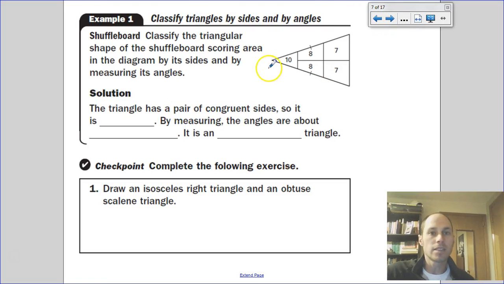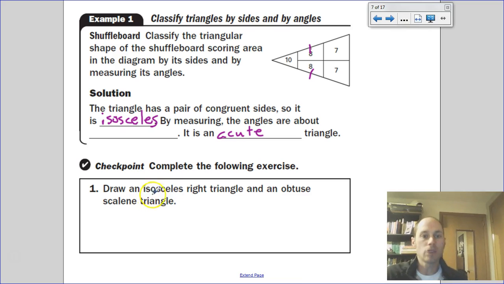So let's take a look at this triangle here. The triangular shape, the shuffleboard scoring area. Let's classify it by its sides and angles. I can see by the diagram that there are two congruent sides, so we call that isosceles. And by measuring the angles, we can see that they are all less than 90, so we would say it's an acute triangle.